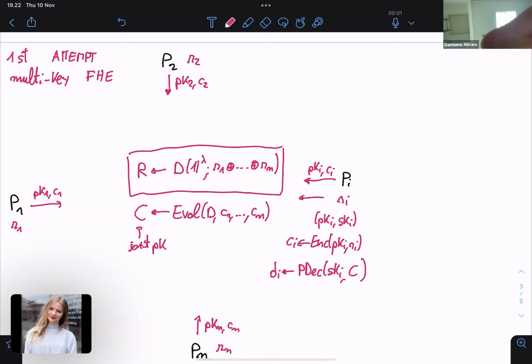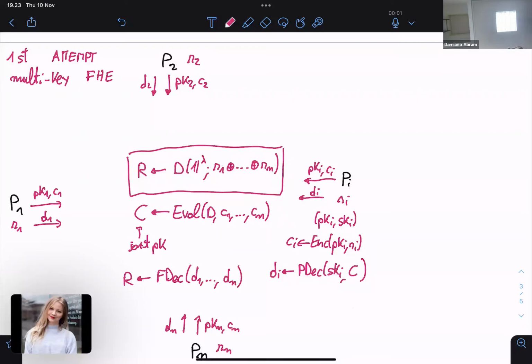Party Pi will broadcast Di. So here we get D2, D1, and Dn. And after that, everybody is able to retrieve the output. They use an algorithm called the final decryption. It's deterministic, and it takes as input the n partial decryptions. So everybody can compute this. All right. So this construction allows us to generate a sample R without leaking any information except R itself.